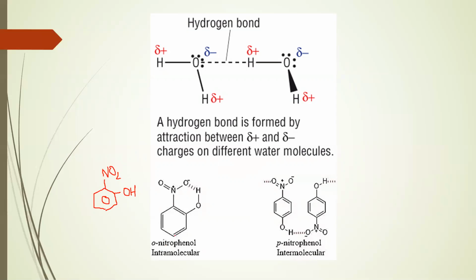Now, intramolecular hydrogen bonding disturbs the shape of a molecule. Hence, its boiling point decreases and solubility also decreases.